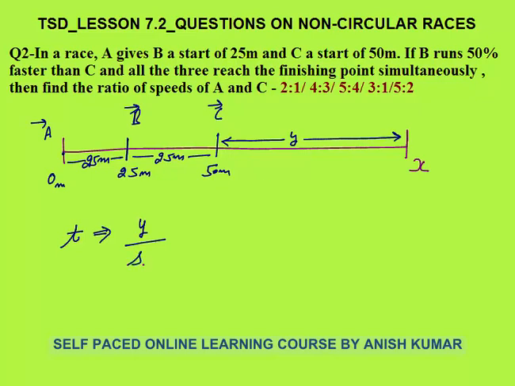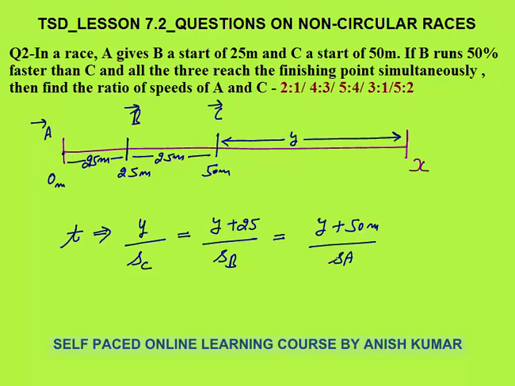What is the speed of C? Let's say speed of C as SC. What about B? B will cover y plus 25 meter. What is the speed of B? SB. What about A? A will cover y plus 50 meters. What is the speed of A? SA.